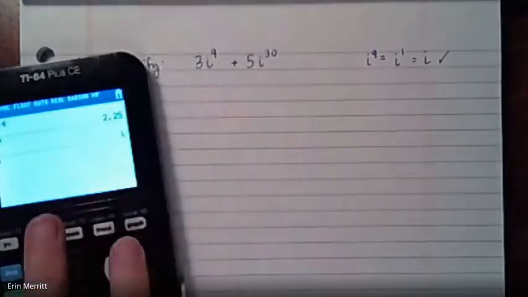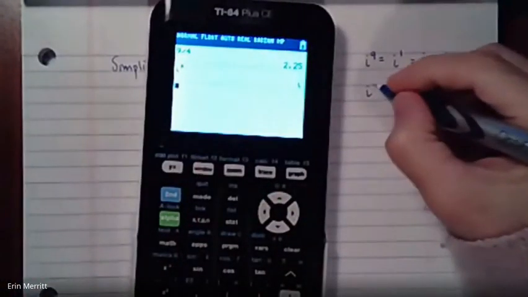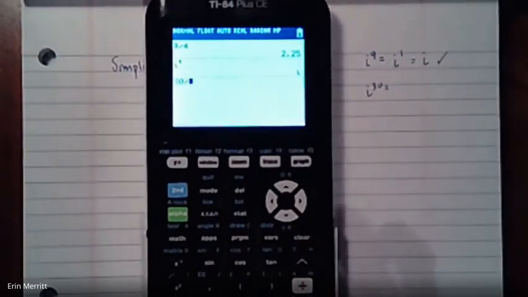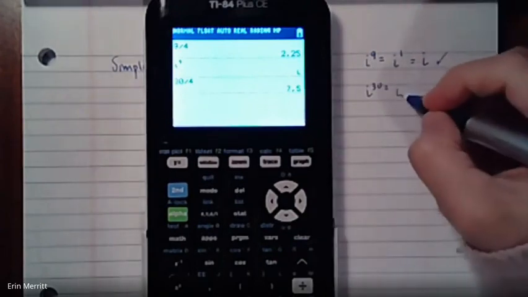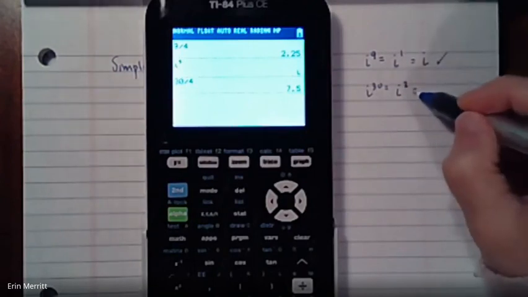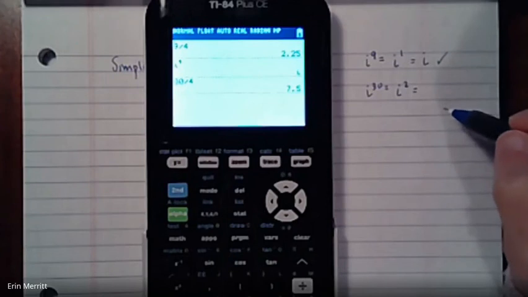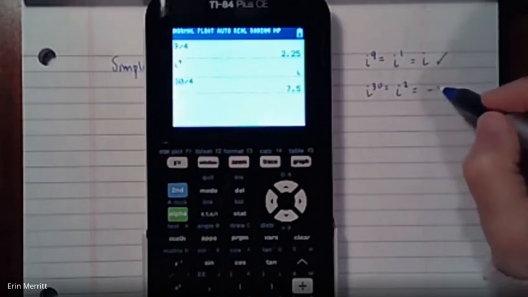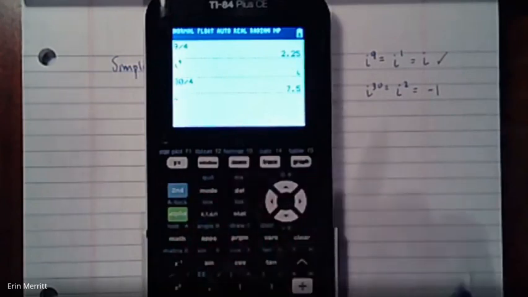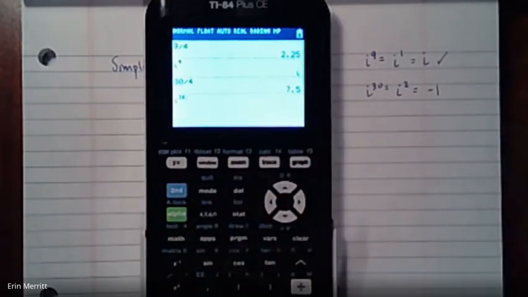All right, the second piece was i to the 30th. Same thing. I can do 30 and divide it by 4 because the pattern repeats every 4. Since I have a decimal of 0.5, this is the same as i to the 2nd power, right? And then i to the 2nd power is going to be -1. You can double check your work: second, i, raise it to the 30th and see if your calculator can handle it. Mine can, so I'm good to go.